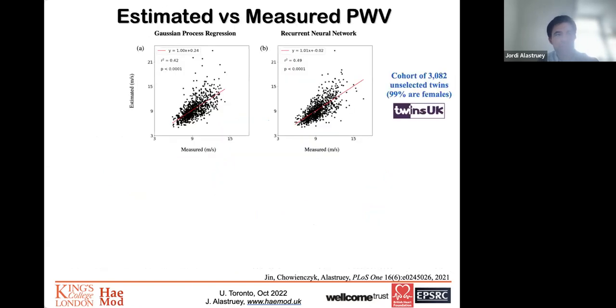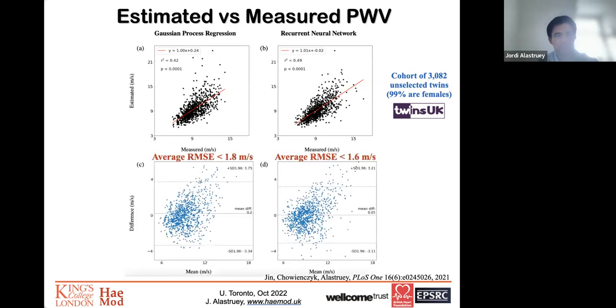And here you can see scatter plots of estimated versus measured pulse wave velocities, with the estimated value obtained using either Gaussian process regression on the left and recurrent neural network on the right. And these are the corresponding Bland-Altman plots.